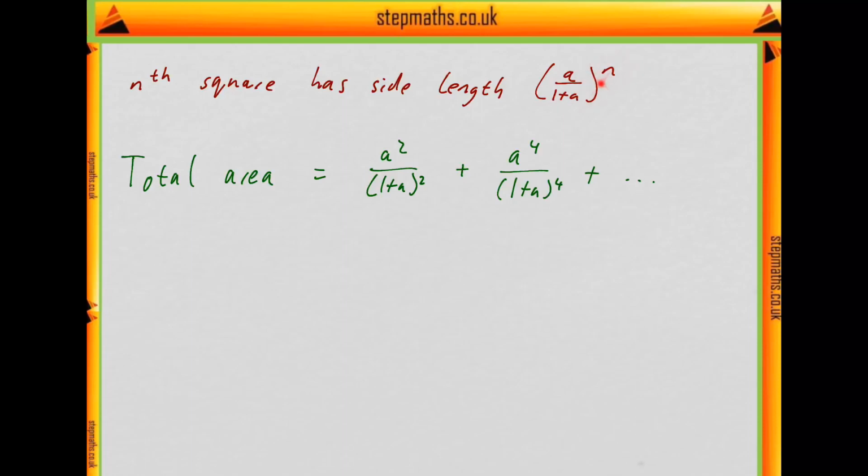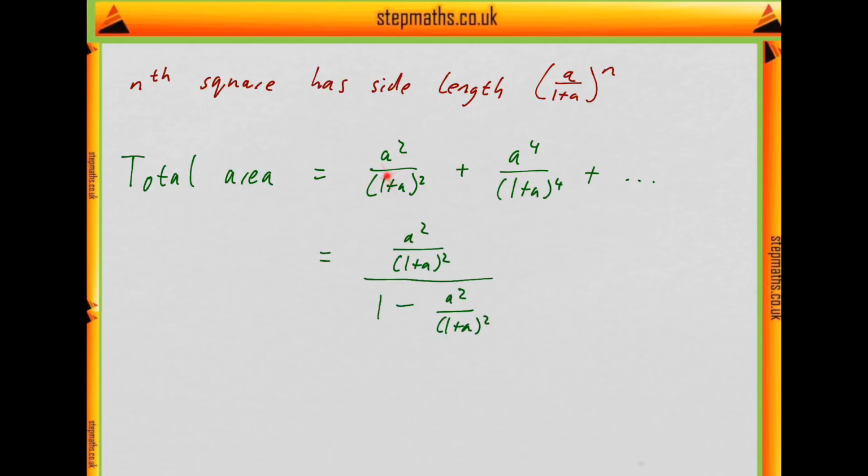Okay, so we said the side lengths are all this, and then the area is going to be that squared. So for the first one, it's going to be a squared over 1 plus a all squared. For the second one, it's going to be a to the 4 over 1 plus a to the 4, and we're going to get a to the 6, a to the 8, etc., all the way down. And what we have to recognise is this is a geometric series, because to go from one term to the next, we're just multiplying by a squared over 1 plus a all squared. So, in particular, we've got our first term is a squared over 1 plus a all squared, and when we do our formula for the sum to infinity, that goes on the top. And then on the bottom we have 1 minus the common ratio, which we said is also a squared over 1 plus a all squared. So this is going to be our sum.